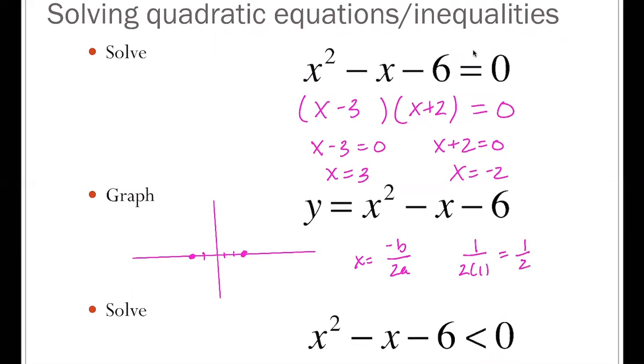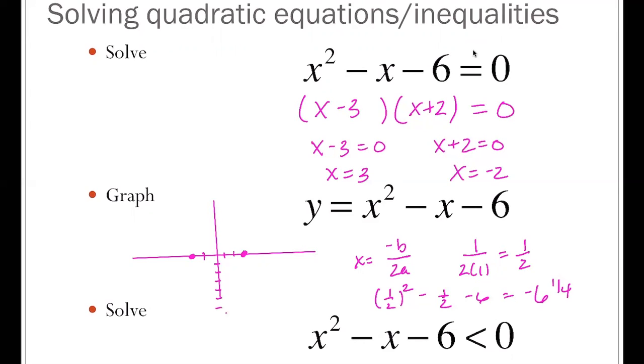Now plug that back in to find your y value. So you would have 1/2 squared minus 1/2 minus 6. 1/2 squared is 1/4. 1/4 minus 1/2 gives you a negative 1/4. So that's going to give me negative 6 and 1/4. So I would go 1/2 and negative 6 and 1/4.